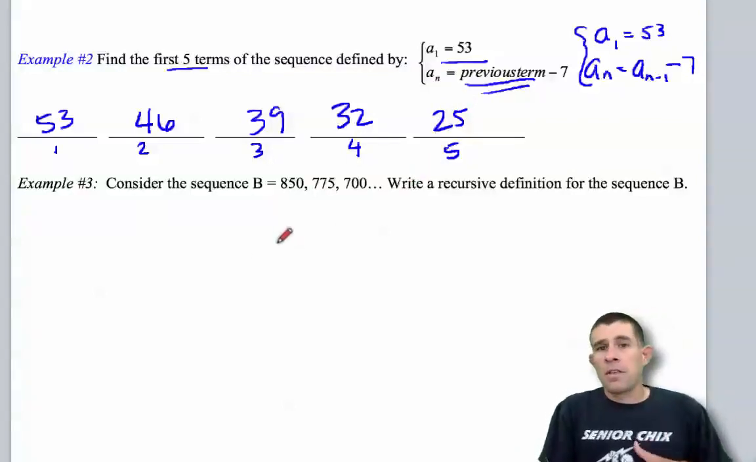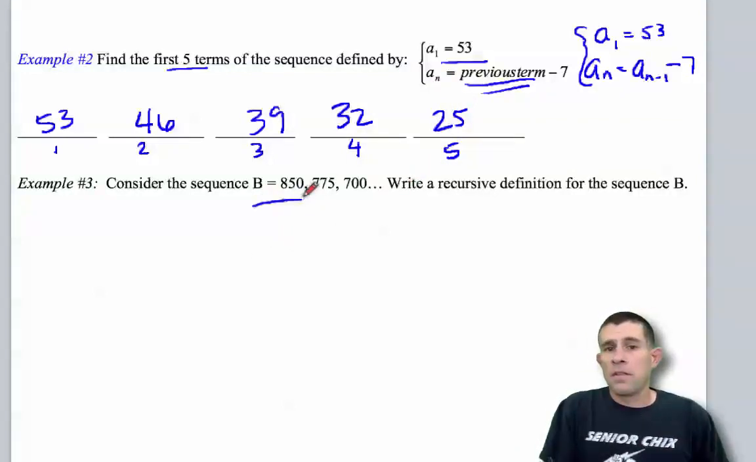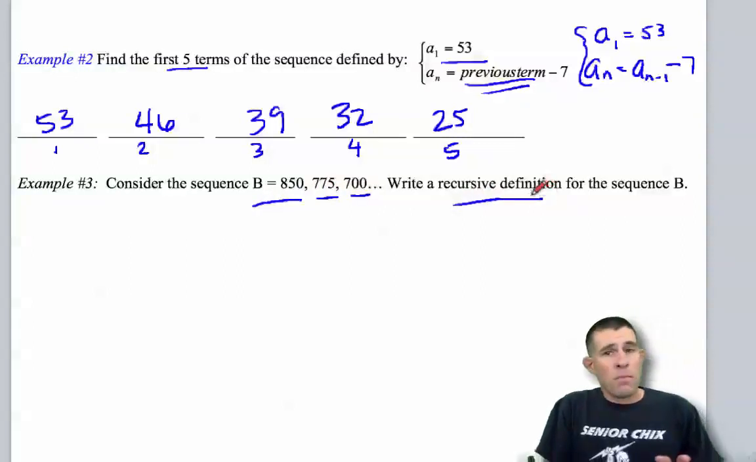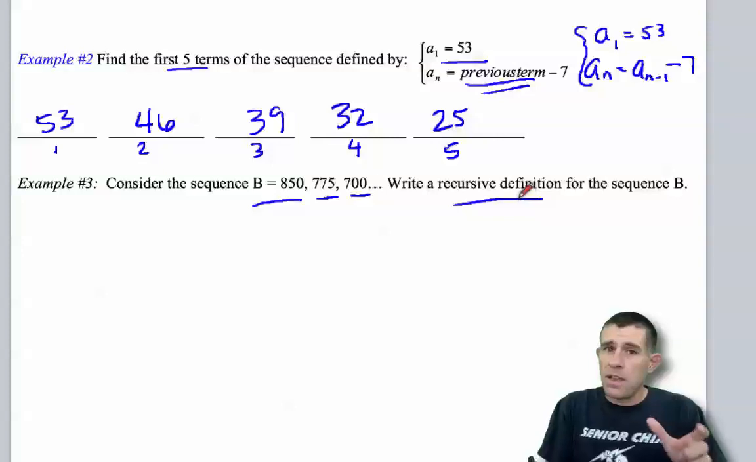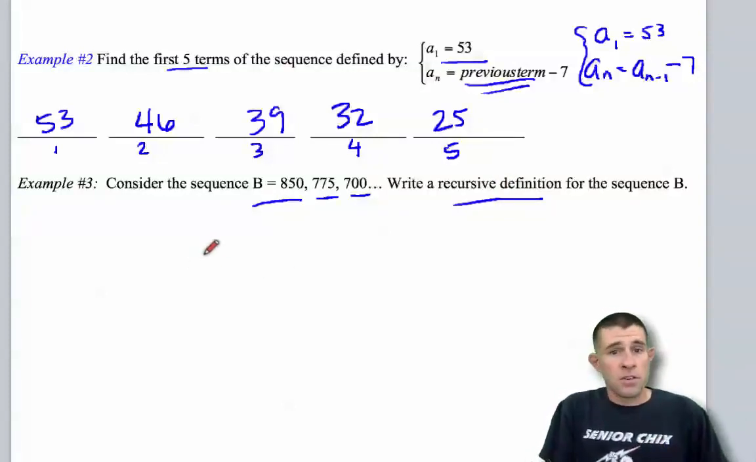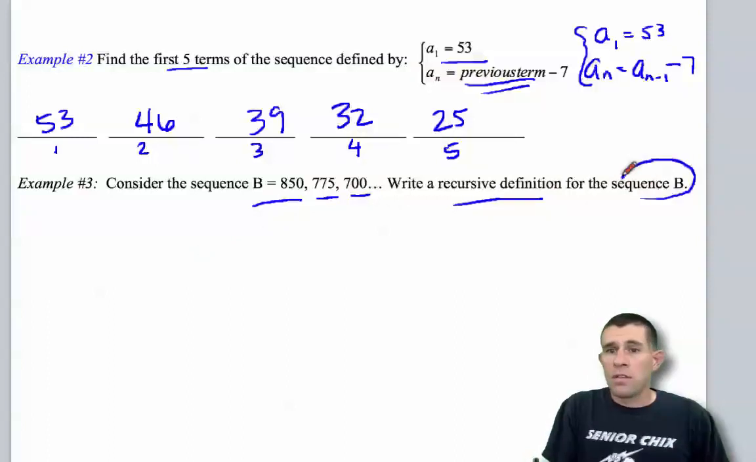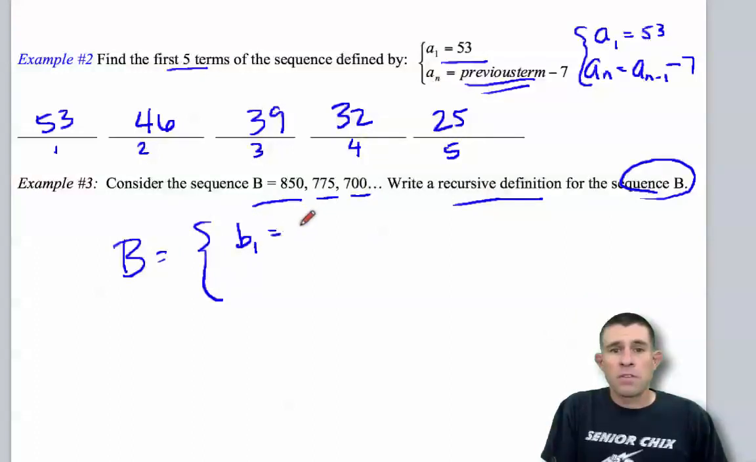Okay, now let's consider the opposite direction. Let's say we are given a sequence of terms and we want to write the recursive definition. Well, remember, a recursive definition always contains a couple of statements. That first statement is the first term. So we want to call this sequence B. So we'll say B is equal to the set of statements where B sub 1, our first term, is equal to 850.